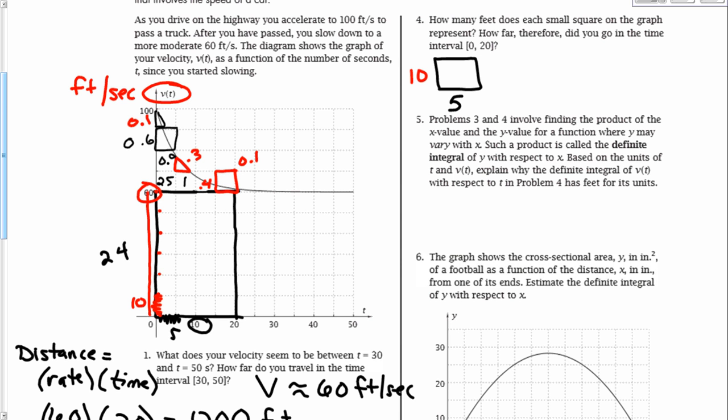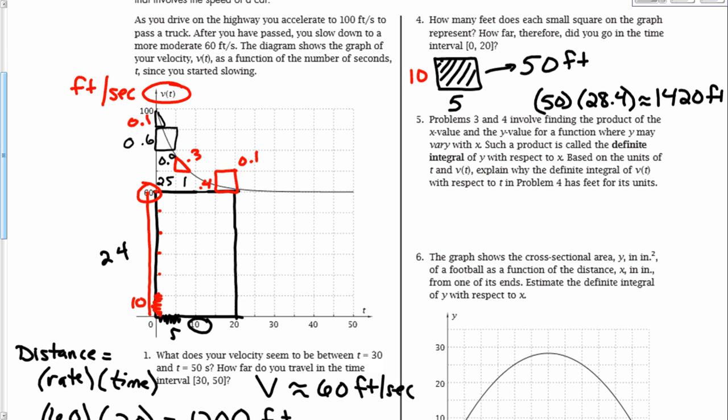So I've got 10 right here, which means if I want to know the area of a single square, that area is going to be 50. So how many feet does each small square on the graph represent? Okay, so it really means 50 feet. So then it's asking how far did you go in the time from 0 to 20. So I've already counted the squares and I got 28.4, and now I know that each square is actually 50 feet. So I'm going to multiply those together. So I take 50 and I multiply by 28.4 and I get 1420 feet. Again, that's an approximation. It is an estimate.